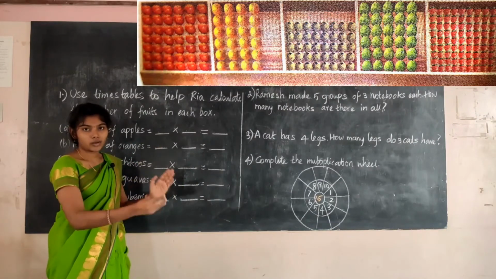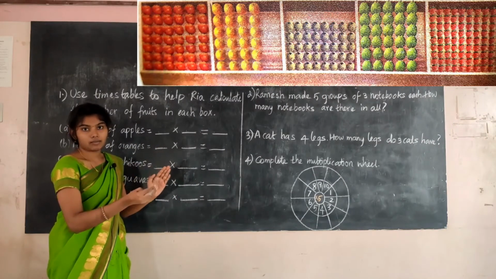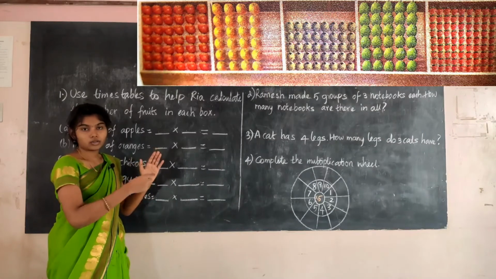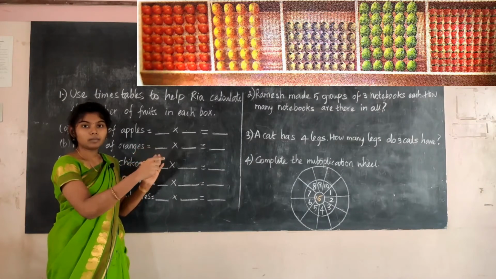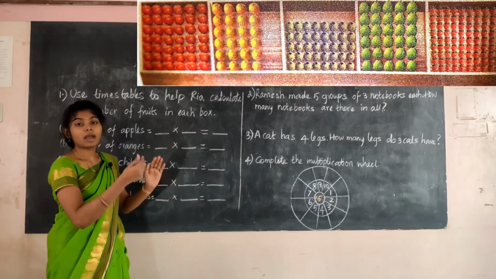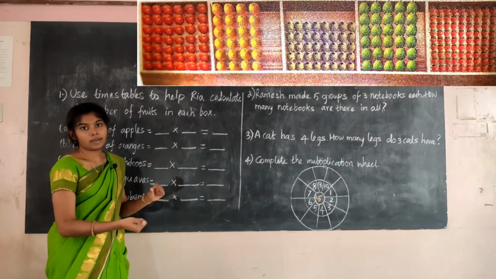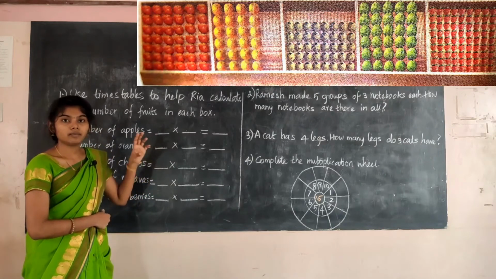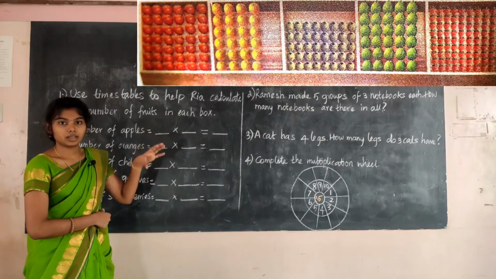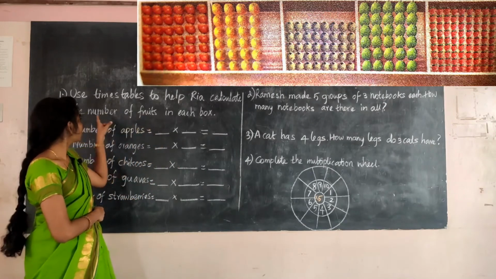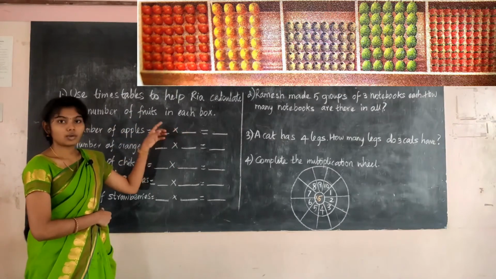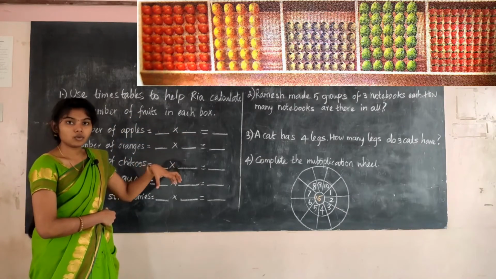See the rows and columns. So there are 6 and 7. You can count that, and if you count, the result will be the same. And by using the multiplication tables, we will get the same answer. So you are going to calculate with the rows and columns given in the boxes, using the number of fruits in each box.